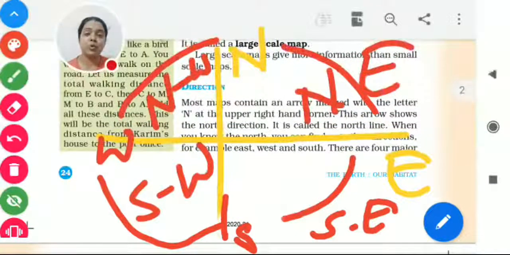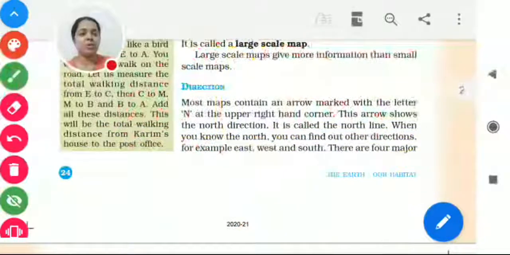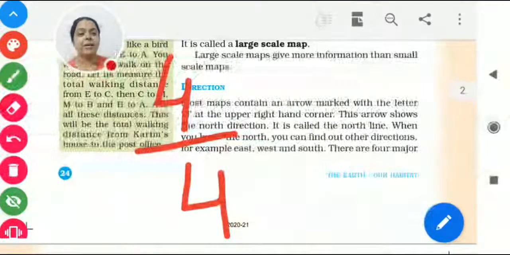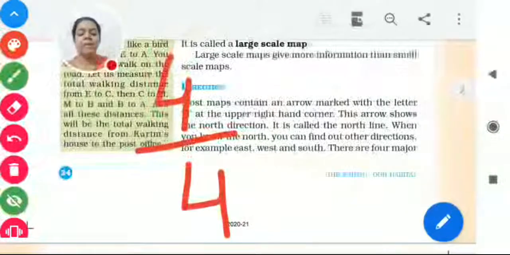We can easily understand the names of these places. So we told you that there are four major directions, main directions, cardinal directions. Apart from that, we have four sub directions also. So there are four main or cardinal or major directions, and after that there are four sub directions as well.